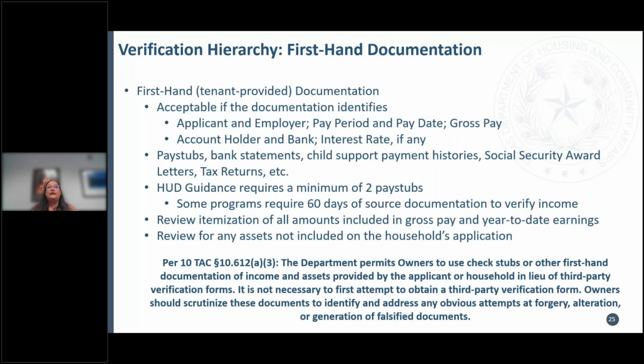HUD guidance under the HOTMA changes requires a minimum of 2 pay stubs. So we at the department do not have a maximum, except that there are some programs that require 60 days of source documentation, like HOME, National Housing Trust Fund, NSP, HOME ARP, TCAP RF, that sort of thing. If you don't have one of those programs at your property, you would be able to use the 2 pay stubs. The owner is allowed to be more restrictive if they want to use 4 pay stubs or keep the 6, 8, 4, whatever your previous was, but there has to be a minimum of 2.